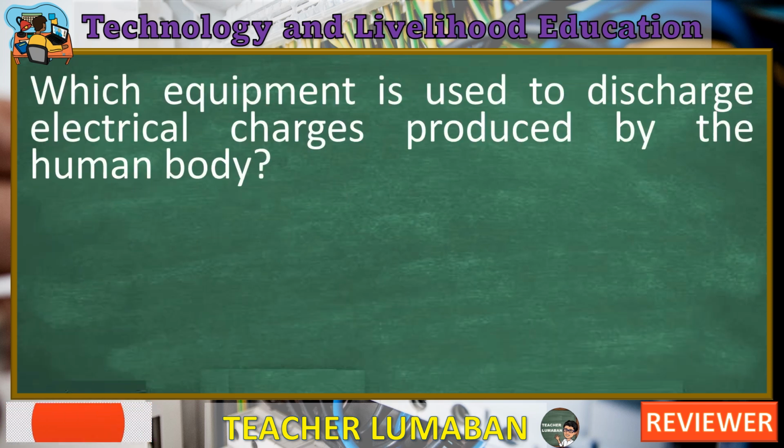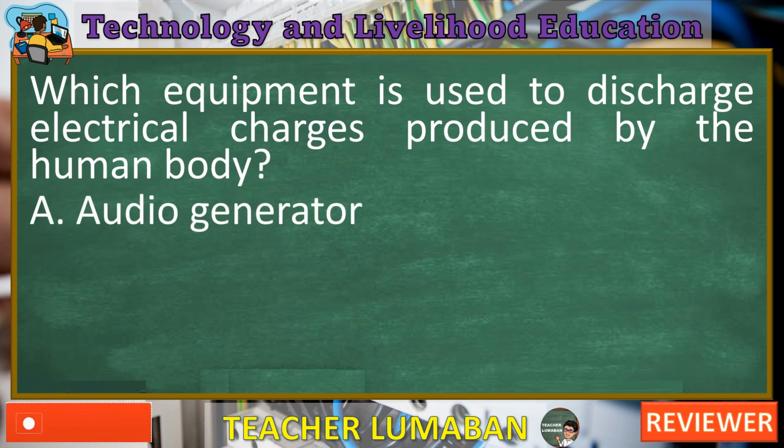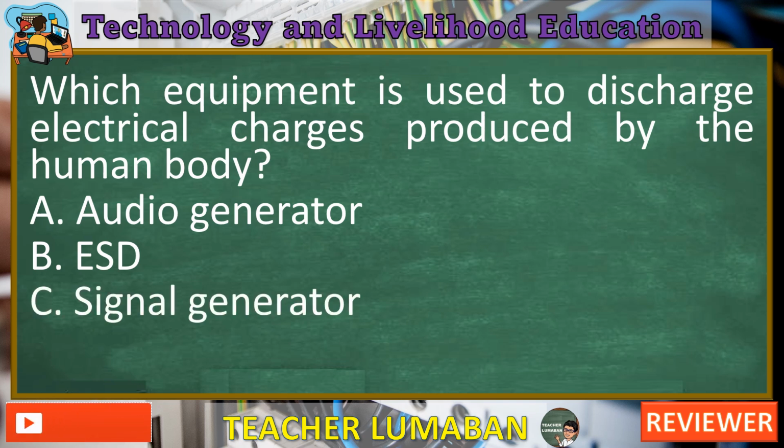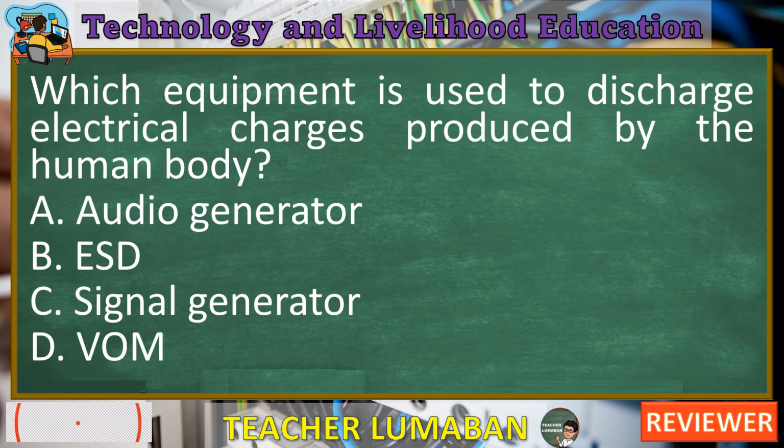Which equipment is used to discharge electrical charges produced by the human body? A. Audio generator. B. ESD. C. Signal generator. D. VOM. In the next 5 seconds, select the best response from the available options.